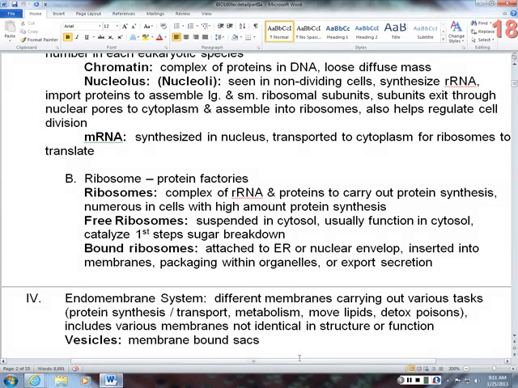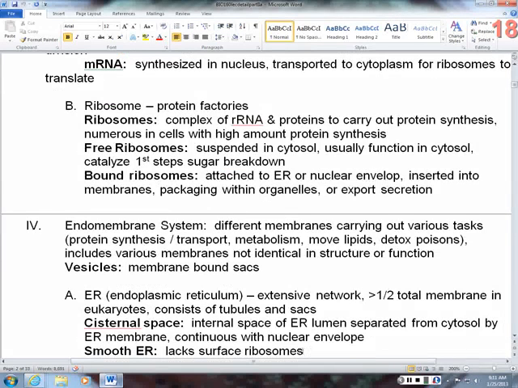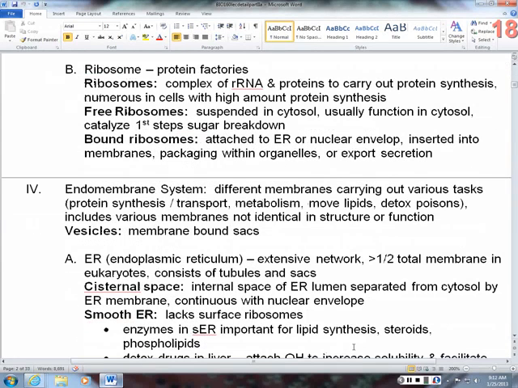So this endomembrane system is the membranes inside the cell. You have different membranes carrying out various tasks: protein synthesis, transporting things, metabolism, moving lipids, detoxification. That's one of the reasons why having more surface area is so important to a cell. It includes various membranes that are not identical in structure. They're all going to have phospholipid, but the things that stick through are going to vary in the membranes.